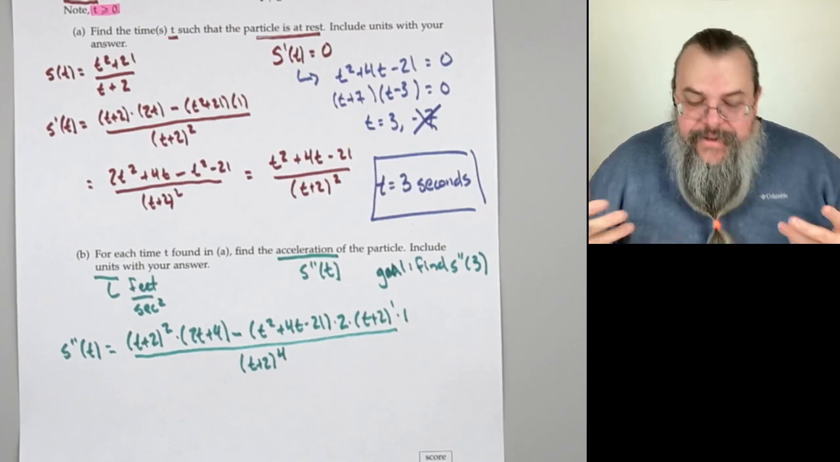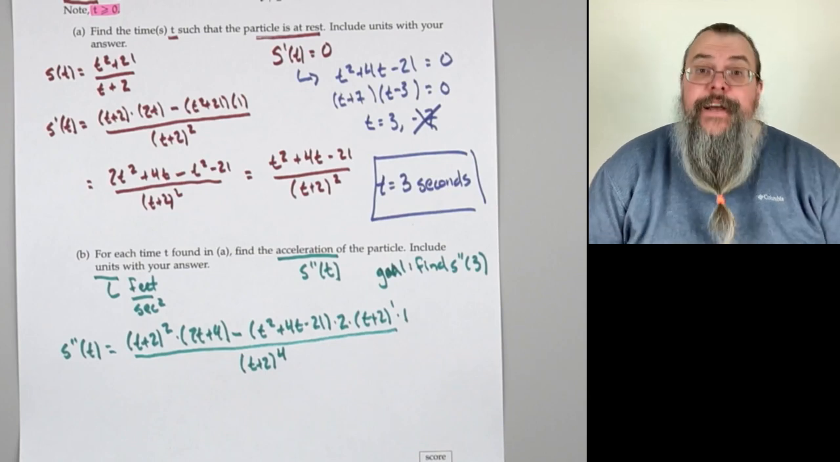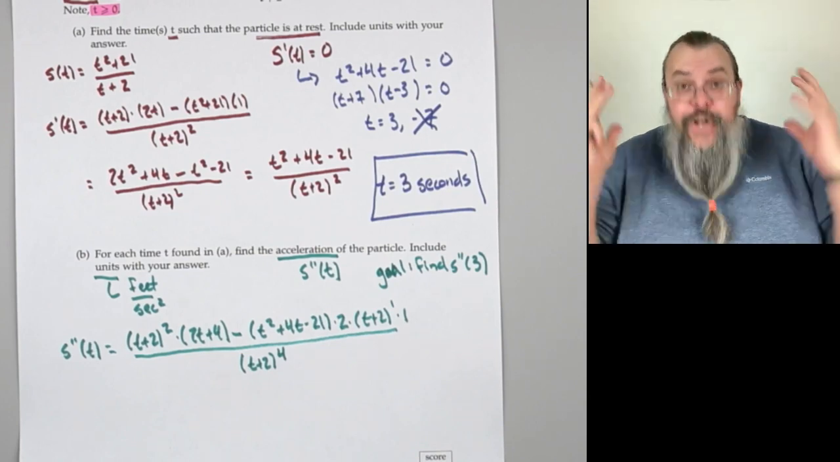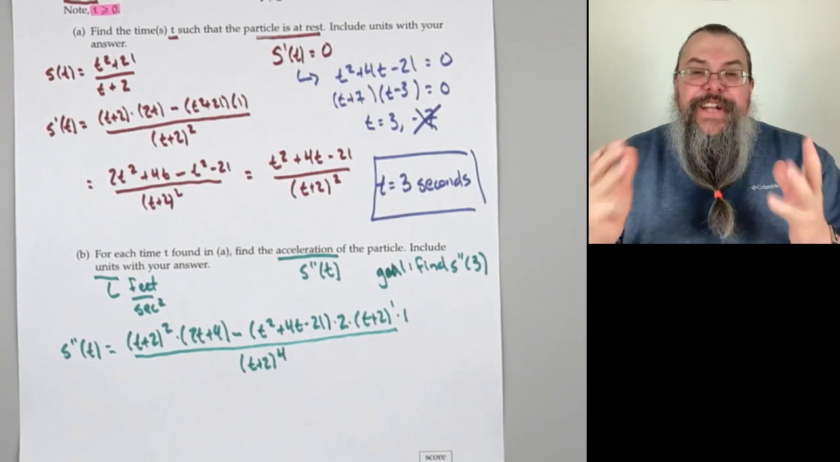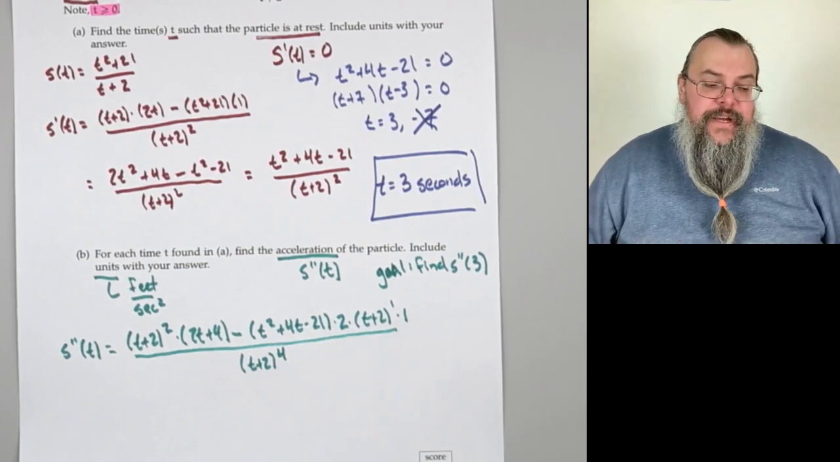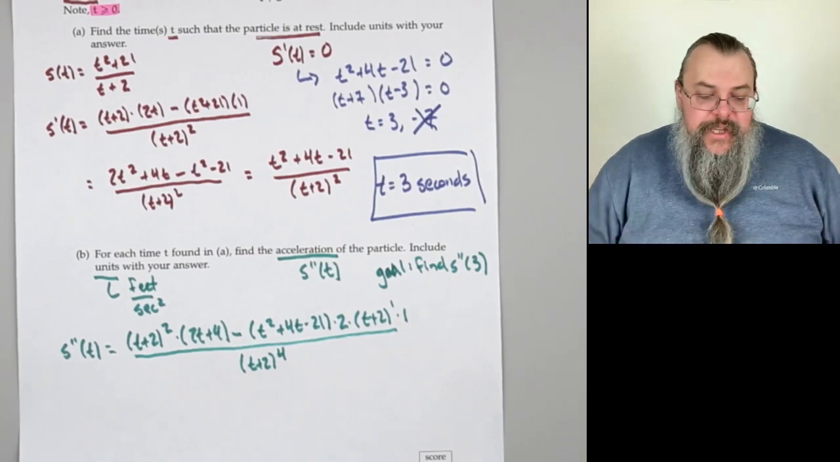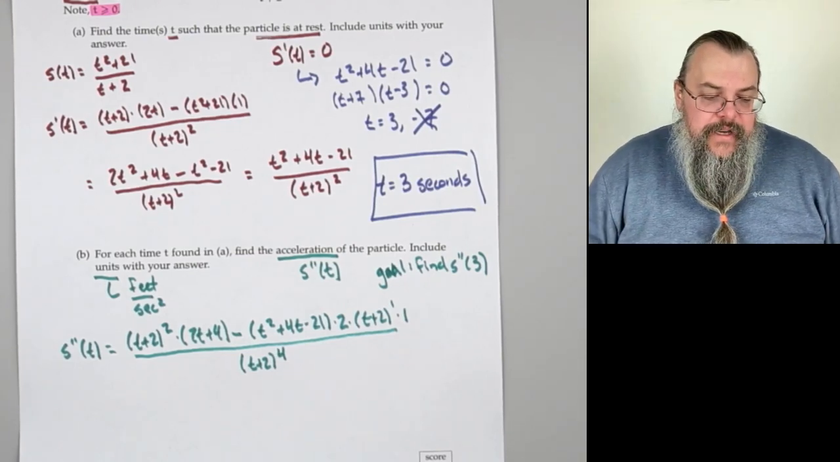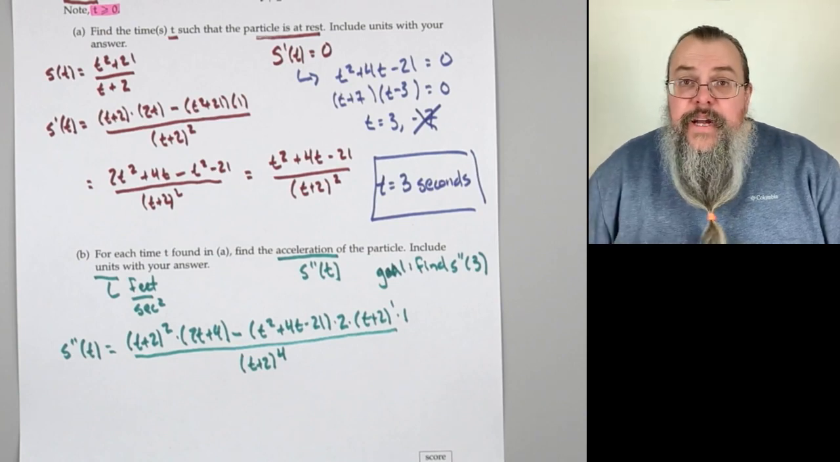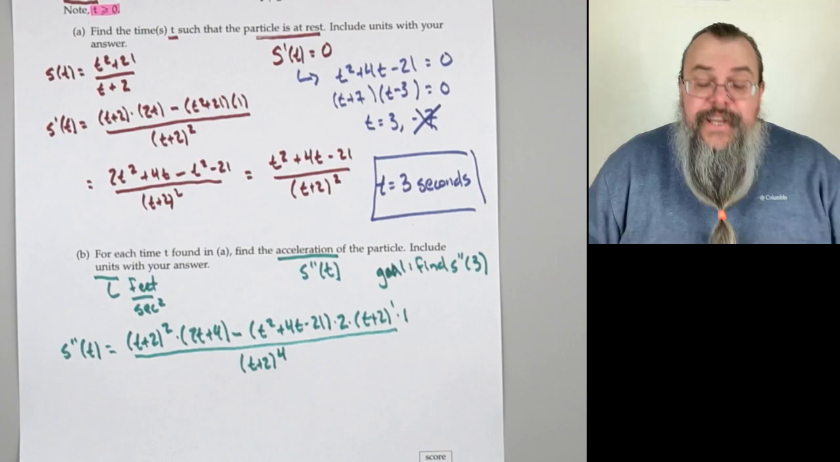Okay, now this one you're probably like, oh, do we have to simplify that? And our answer is no, we don't. Because what do we need to do? We need to find s double prime of 3. So let's just plug in 3. There's nothing that requires us to simplify because we're not trying to solve anything with it. We're not going to take a future derivative, so plug it in.